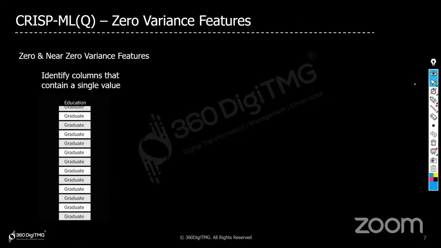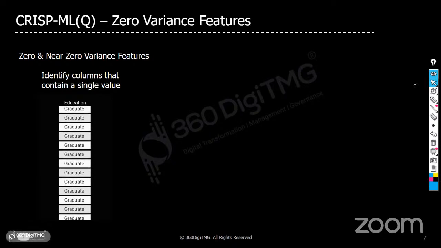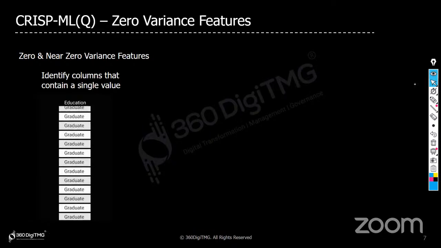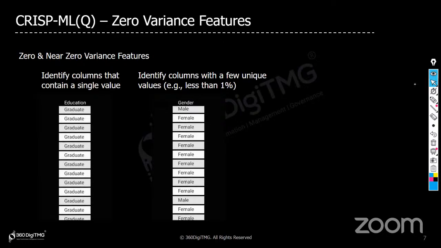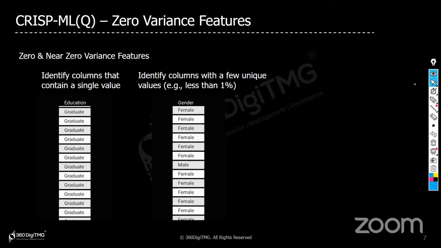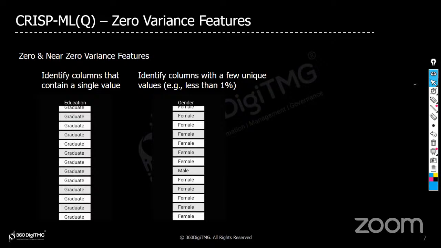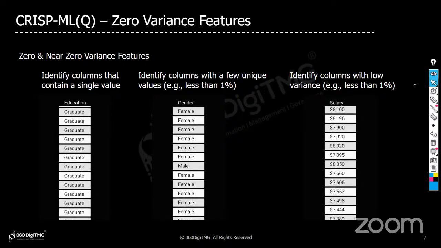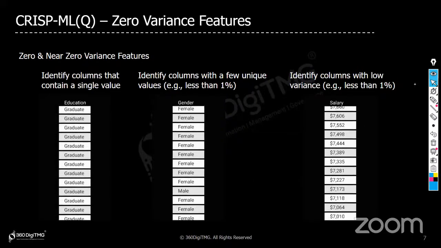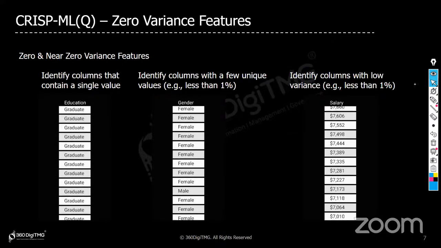So here, identify the column that contains a single value. If you see, this particular education column has all the record values as graduate, so there is not much use of this column to analyze the data. The second one is to identify the columns with few unique values. Here female is less than 1%, so that is a near zero variance feature. And when you have numerical columns, you can go for variance, which I have taken as less than 1. This is nothing but zero and near zero variance features. This is one more data pre-processing step.